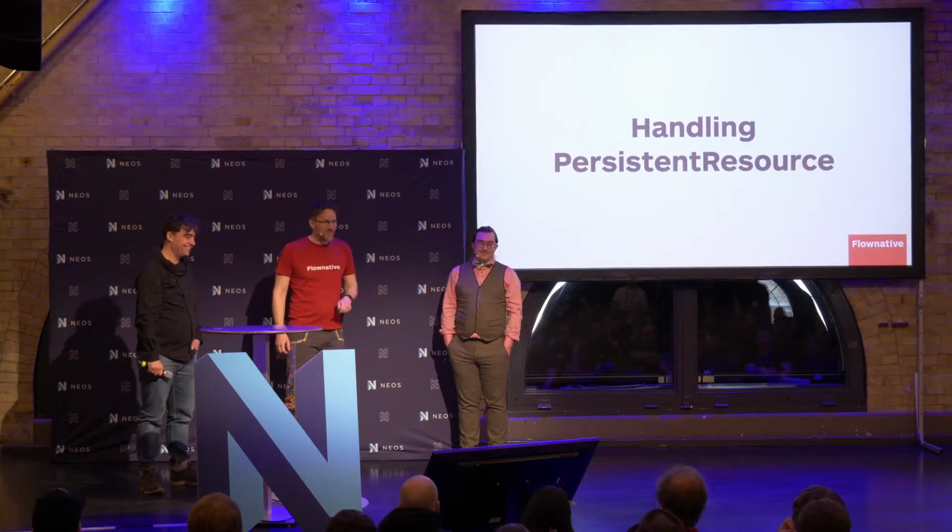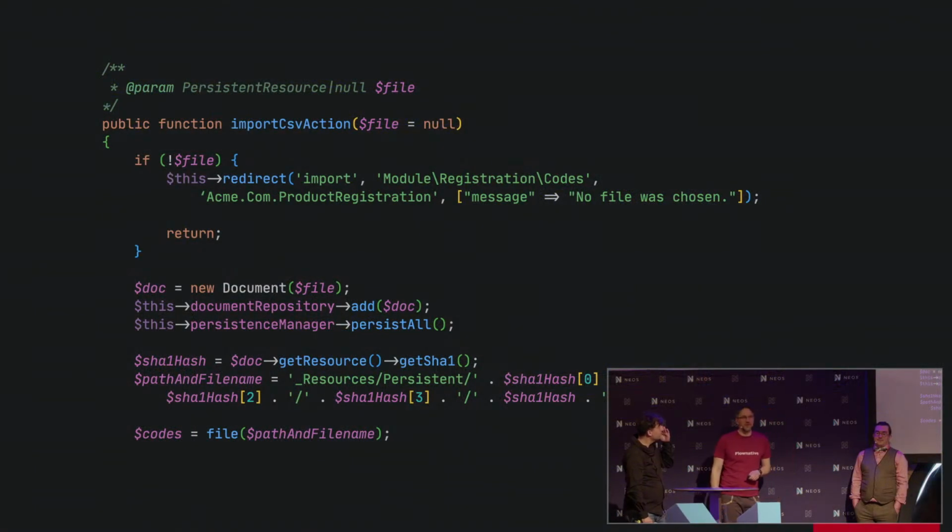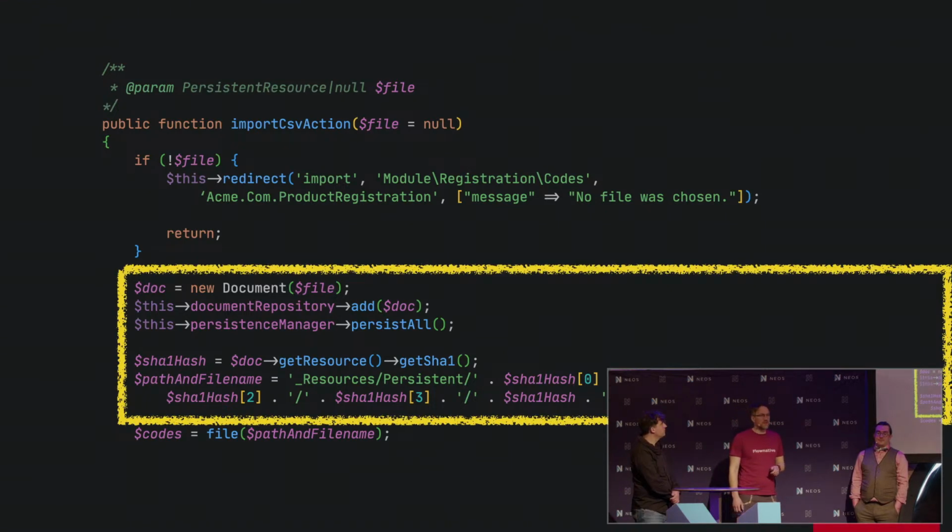Yeah. So I saw this, which, well, okay, it does some importing and it checks something, and then it imports a file and it reads that file, and yeah, but what is this? So it creates a document, it adds it to the repository and persists it. Why does it do that? Okay, so it ends up in the place the next line is expecting it to be in, which is resources persistent, and then it does the manual hash splitting thing, and then it uses that path and file name to read the file. So who actually worked on a PHP level with persistent resources already?